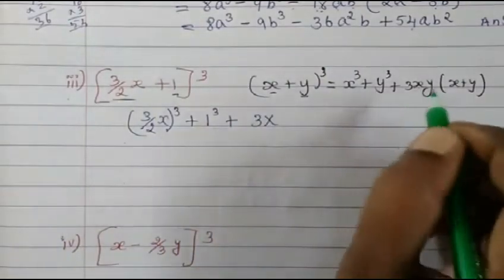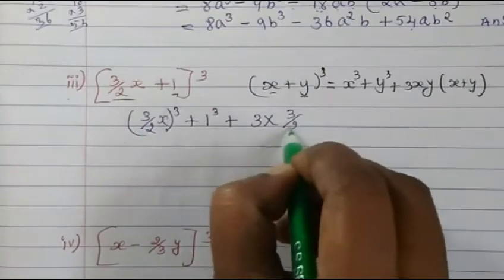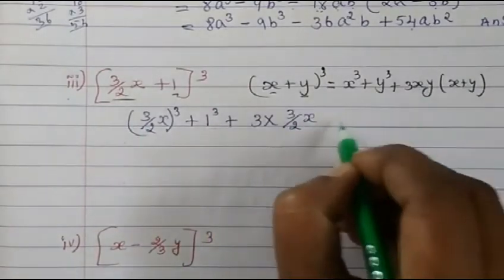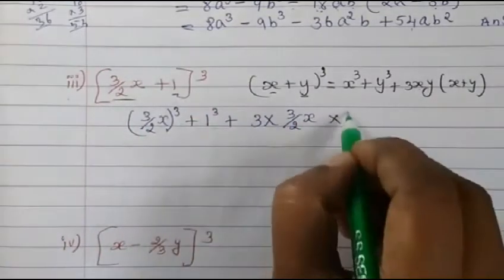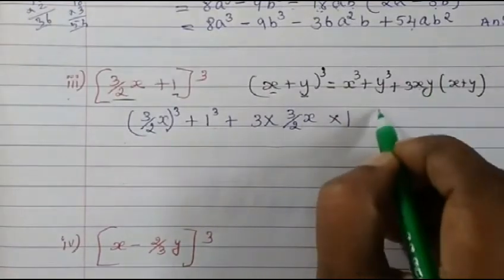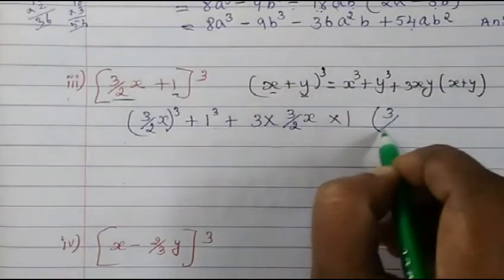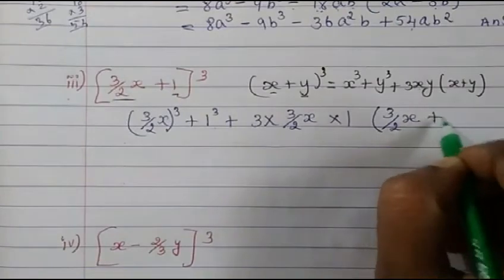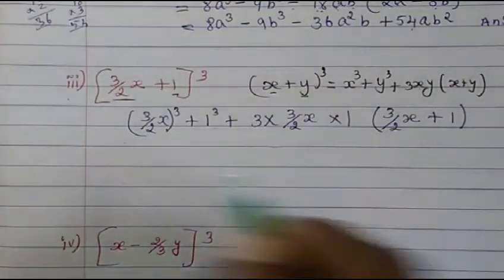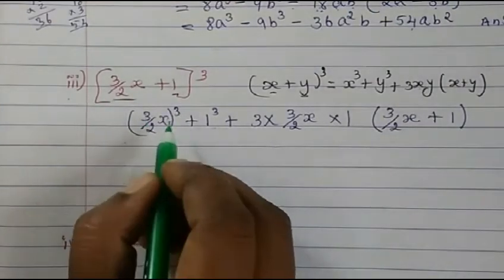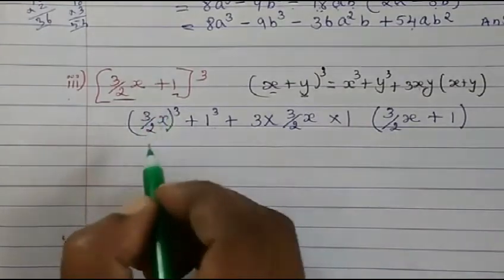Plus 3, x is what? 3 upon 2x into y is 1. Then in bracket we have x, that is 3 upon 2x plus y is 1. So now 3 times what we will get?